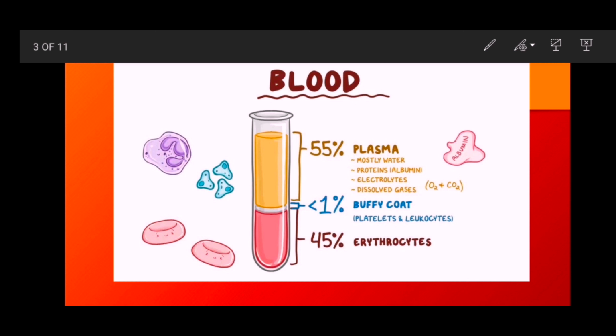Plasma is composed of mostly water. They also have proteins like albumin, globulin, and fibrinogen. Also contain electrolytes and dissolved gases.